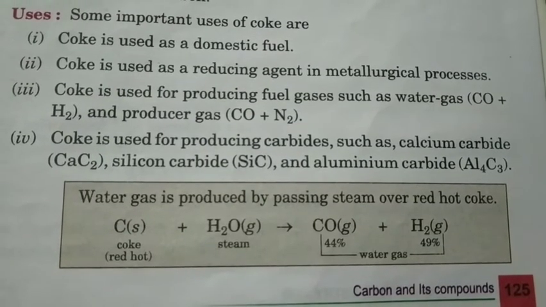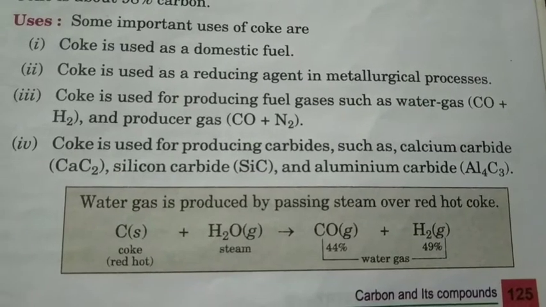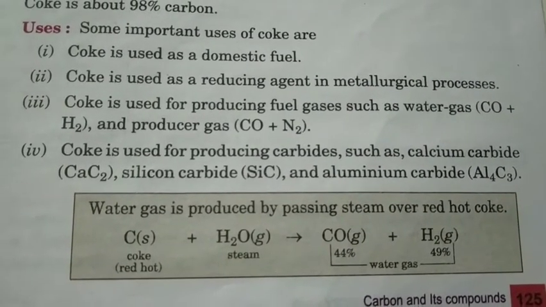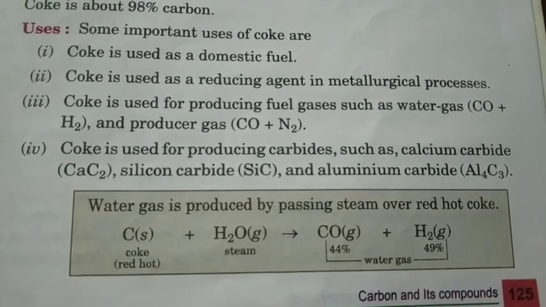The fourth point, it is used for producing carbides such as calcium carbide, CaC2, silicon carbide, SiC, and aluminium carbide, Al4C3. So these are the uses of coke.